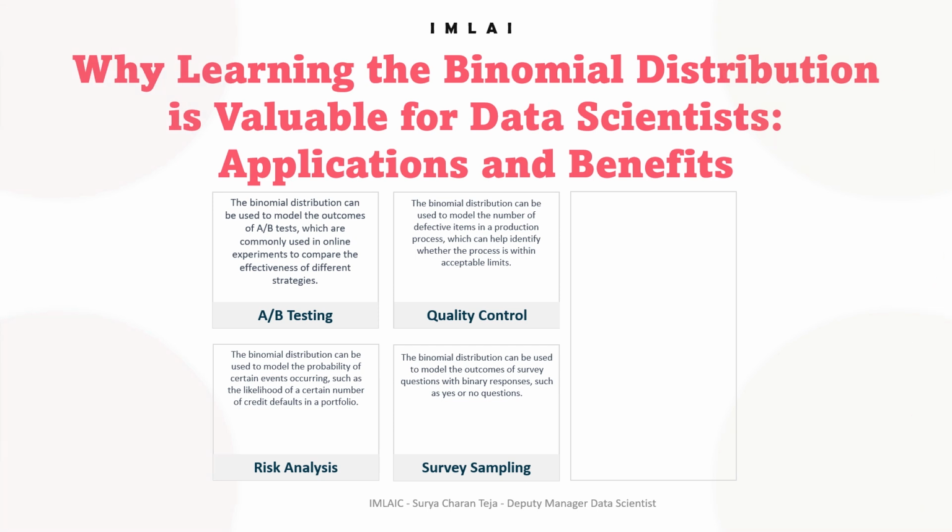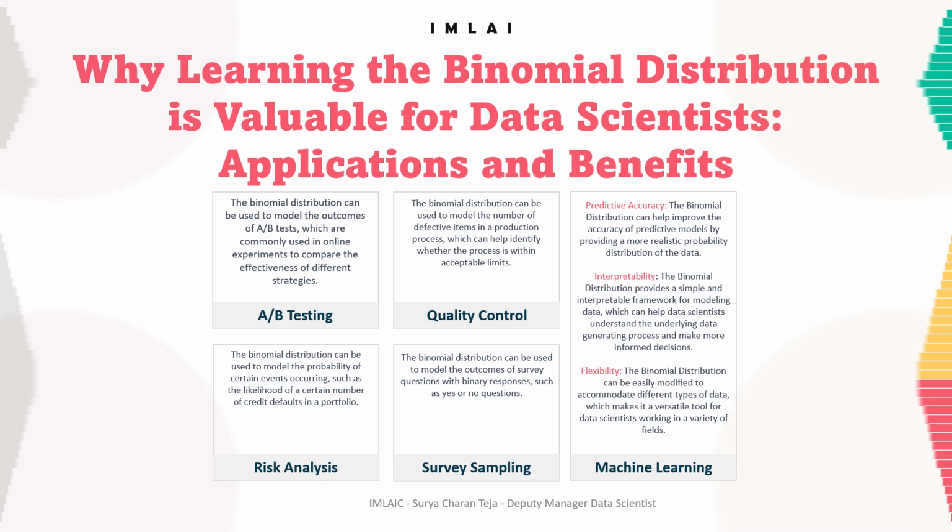And finally, the most important one, that's machine learning. So the binomial distribution can be used as a prior distribution for Bayesian models, which are increasingly used in machine learning. So some of the benefits of using binomial distributions in machine learning models are predictive accuracy. The binomial distribution can help improve the accuracy of predictive models by providing a more realistic probability distribution of the data. And second one, interpretability.